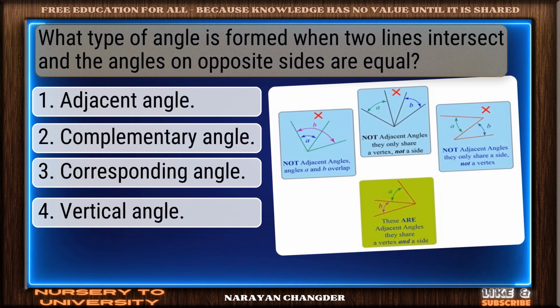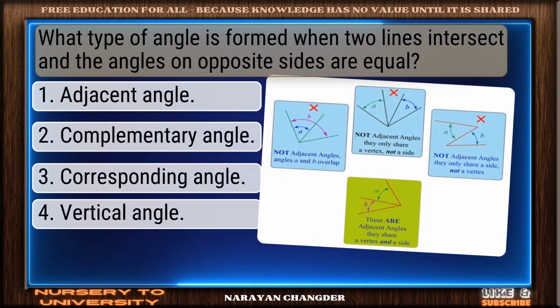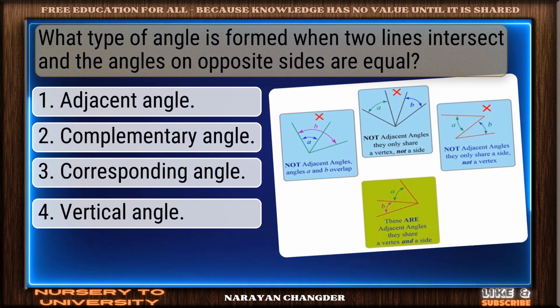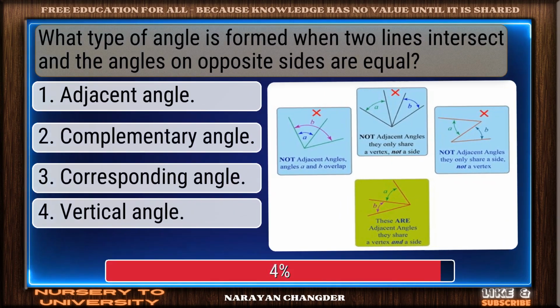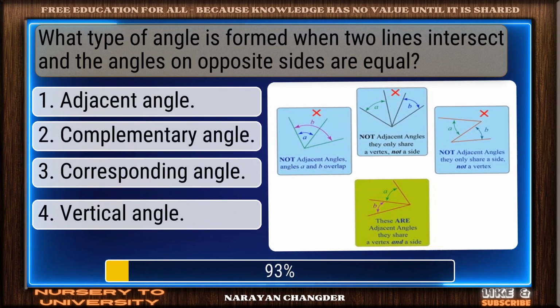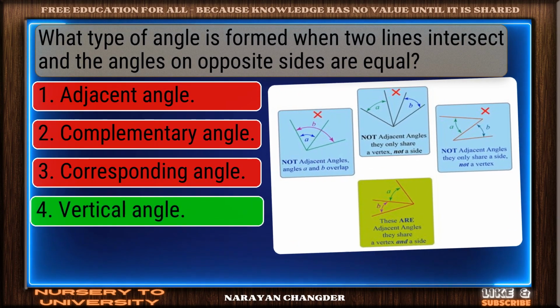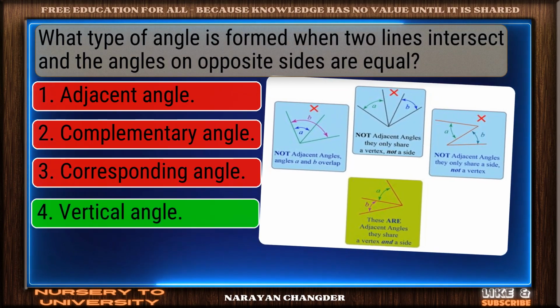Question number 37. What type of angle is formed when two lines intersect and the angles on opposite sides are equal? Nice work. You chose vertical angle and it is correct.